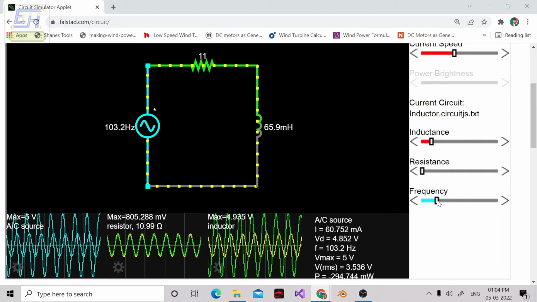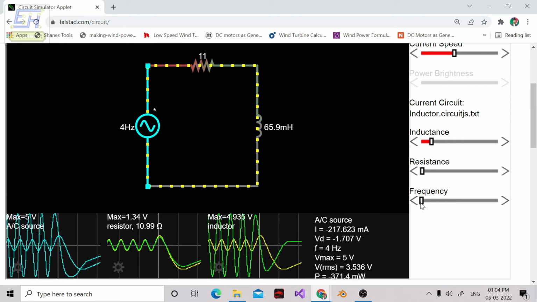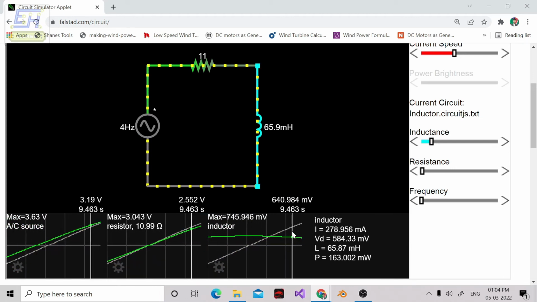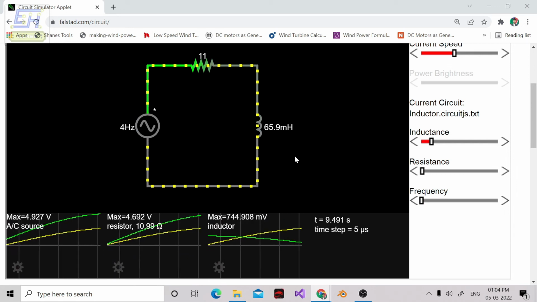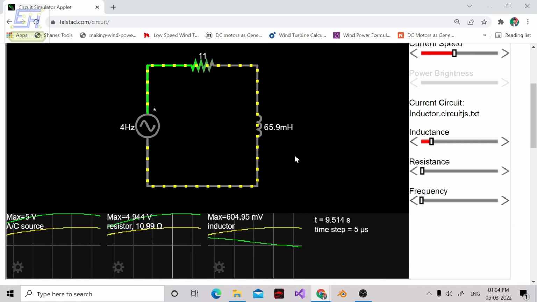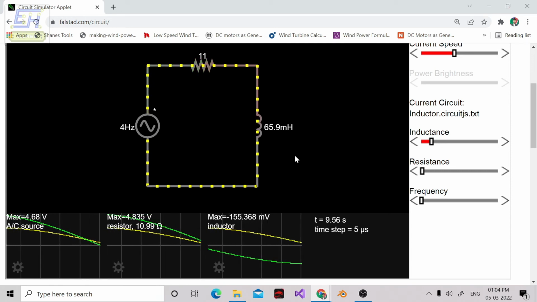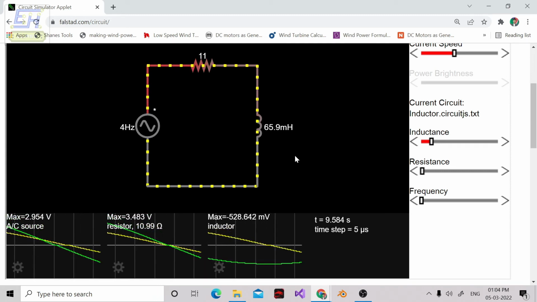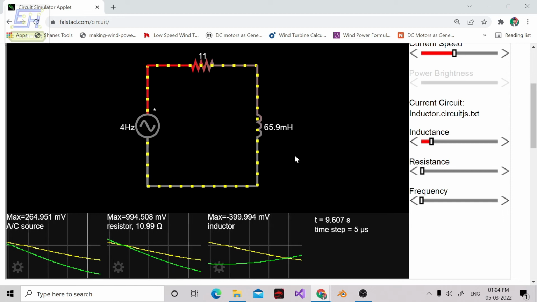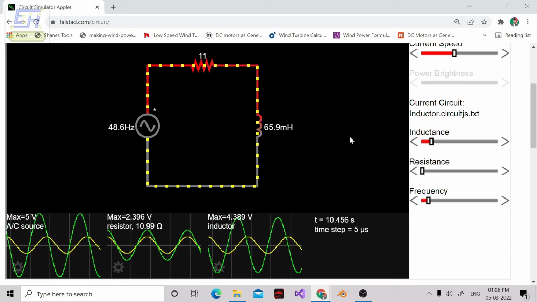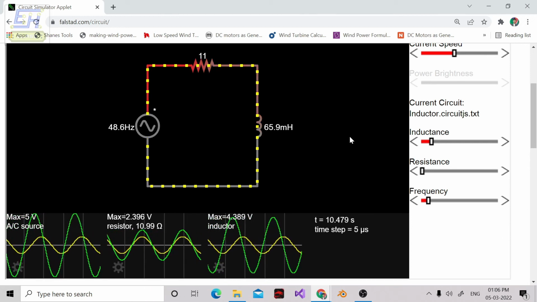And at very low frequencies, like at 4 hertz, you can see that it will allow maximum current to flow through it, because now the inductive reactance is very less. It is directly proportional to the frequency. So the lower the frequency, the lower the inductive reactance, and the lower the opposition given to the current in a circuit.